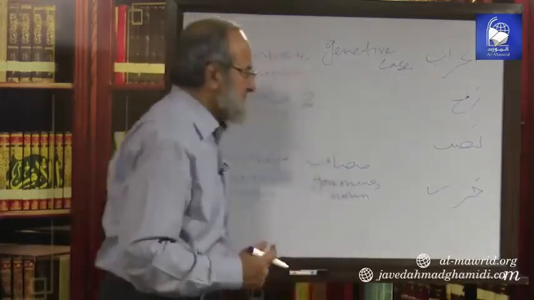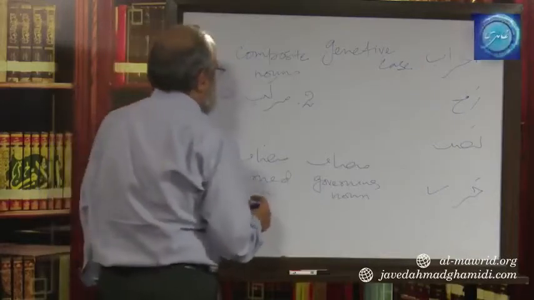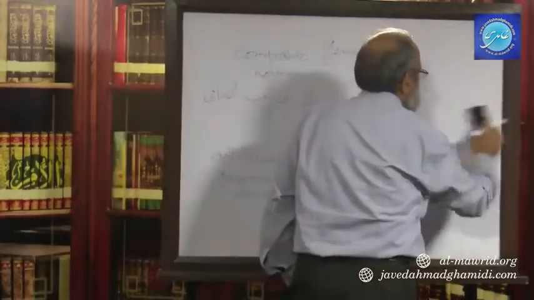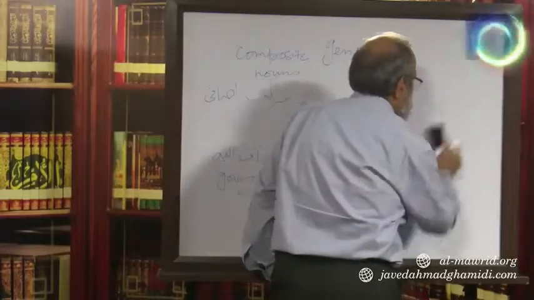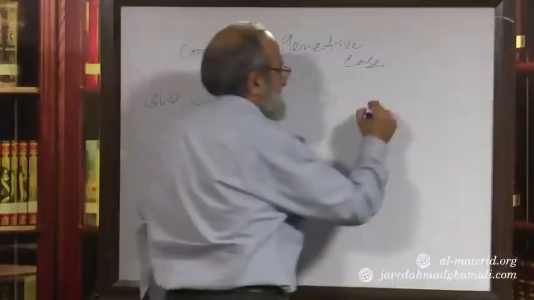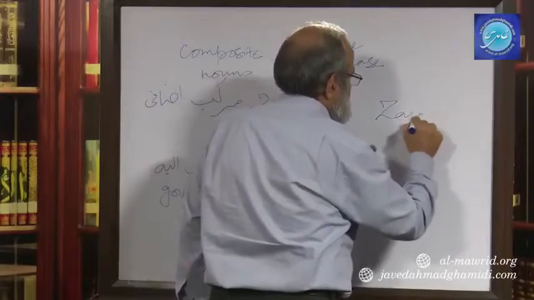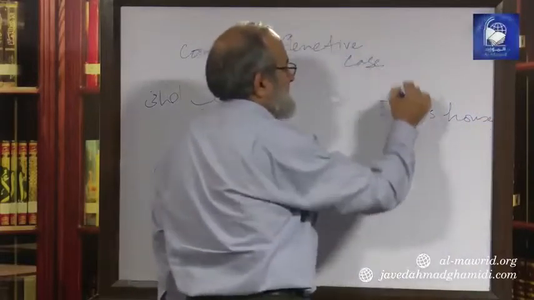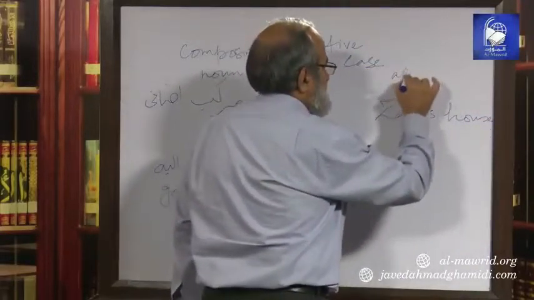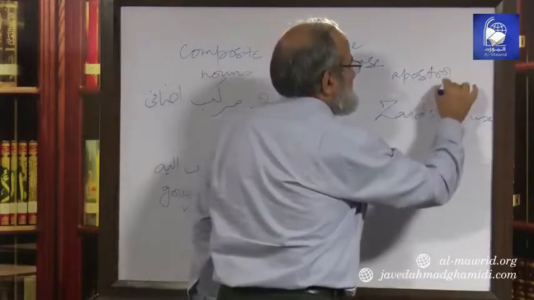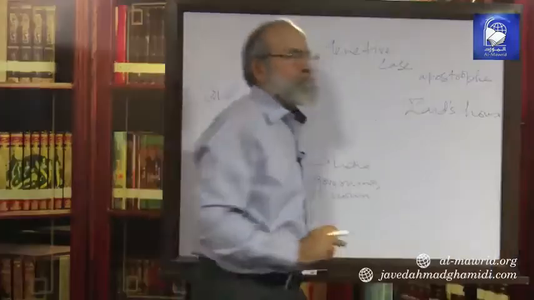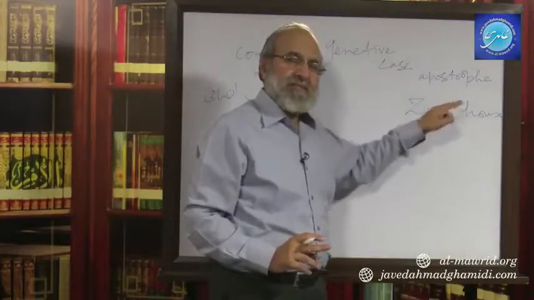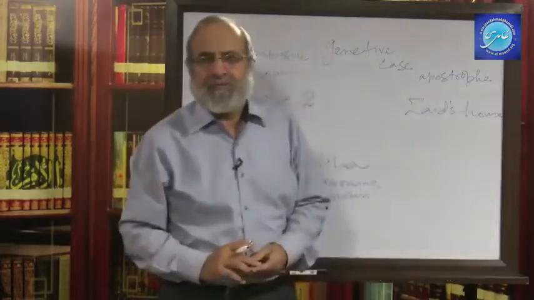So in English, for example, when we say, if I might put it here, Zaid's house. These are two nouns, and this particular symbol is obviously our apostrophe, which is actually giving the meaning of Zaid possessing, governing, owning the house.